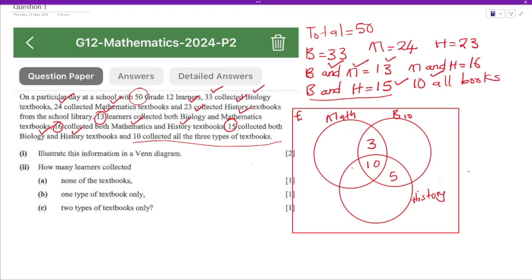Math intersecting with history is right here. We're told the total should be 16 for that region. So we already have a 10 here. So we simply say 16 minus 10.